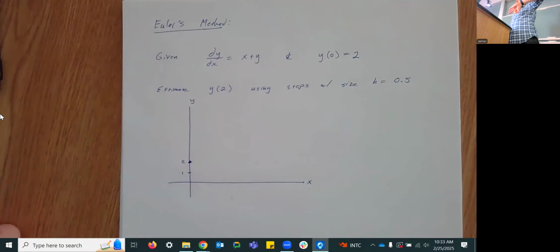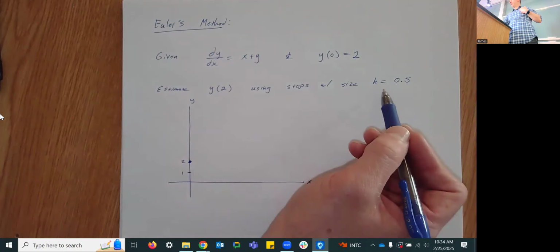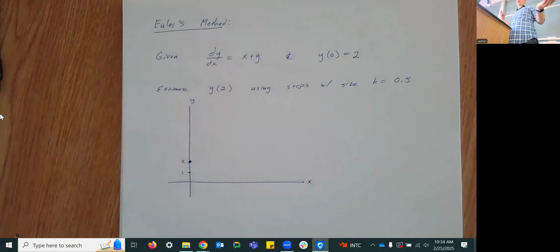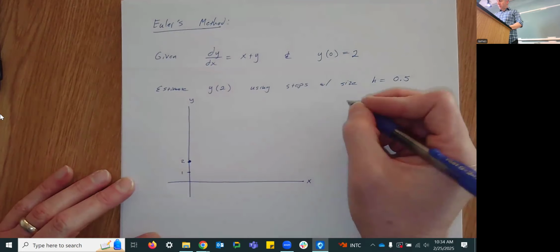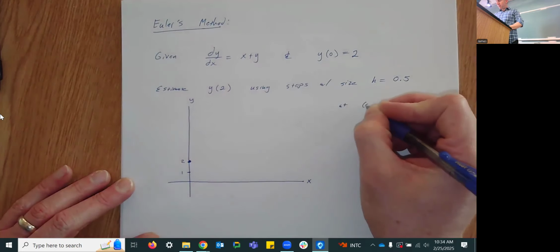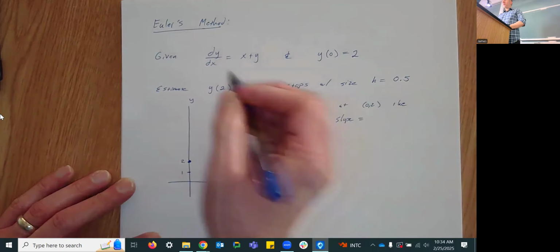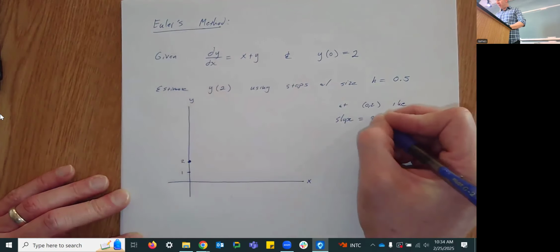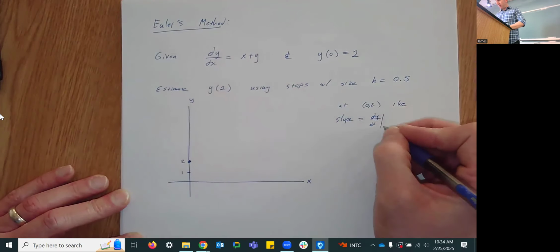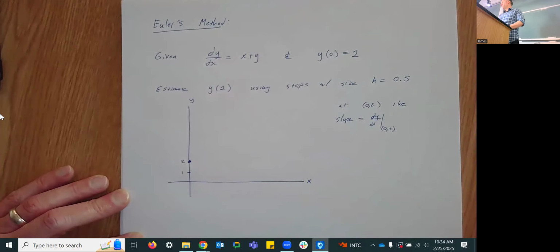And the process is going to be the following. At that point, I'm not going to draw the direction field because drawing the direction field is terrible. But the idea is at that point, we're going to find the slope of the direction field. And then we're going to go in that direction over our step size of 0.5 and up whatever we need to accomplish that slope. So let's actually do it. So at (0, 2), what's the slope? Well, the slope is going to be the derivative. It's going to be dy/dx evaluated at x equal to 0 and y equal to 2, which in this case is just going to be 0 plus 2.